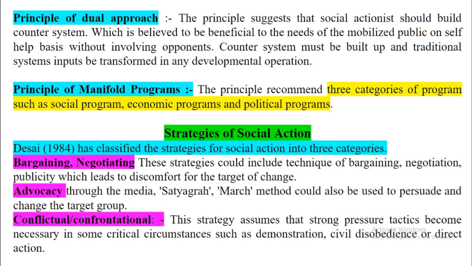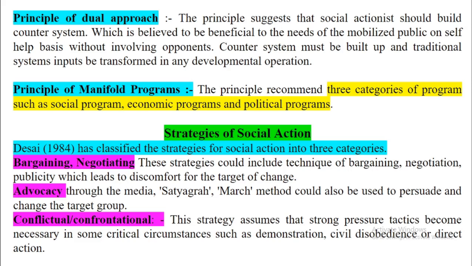Now moving to the principle of manifold programs, the principle recommends three categories of programs: social program, economic program, and political program. Now, strategies of social action. Desai 1984 has classified the strategies of social action into three categories.